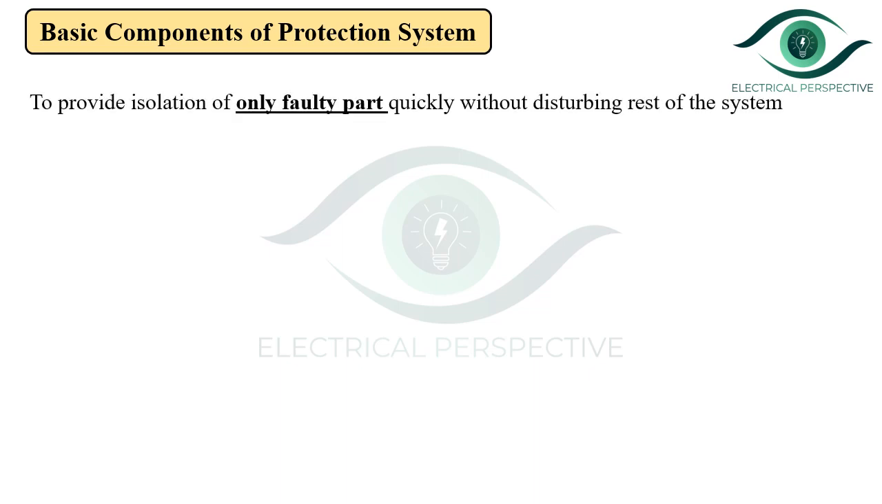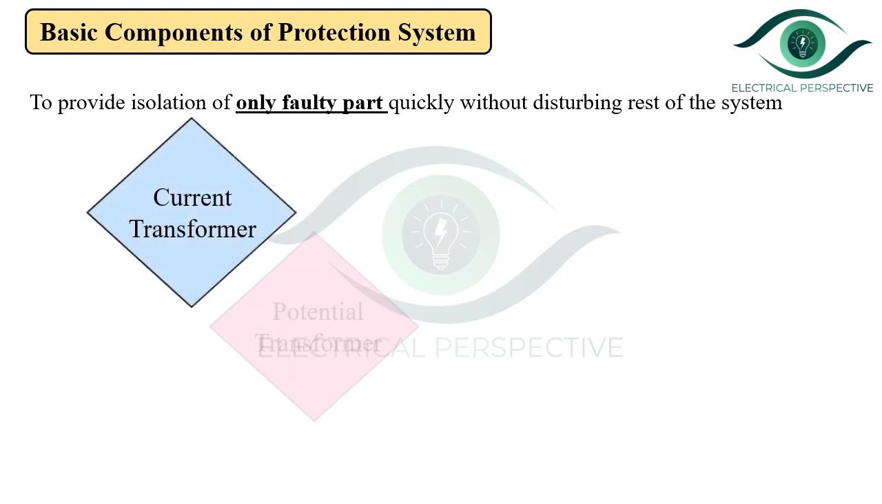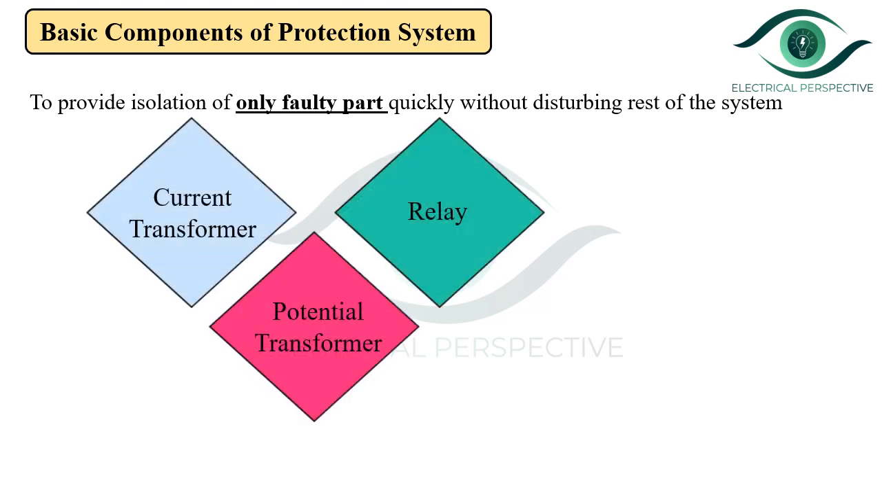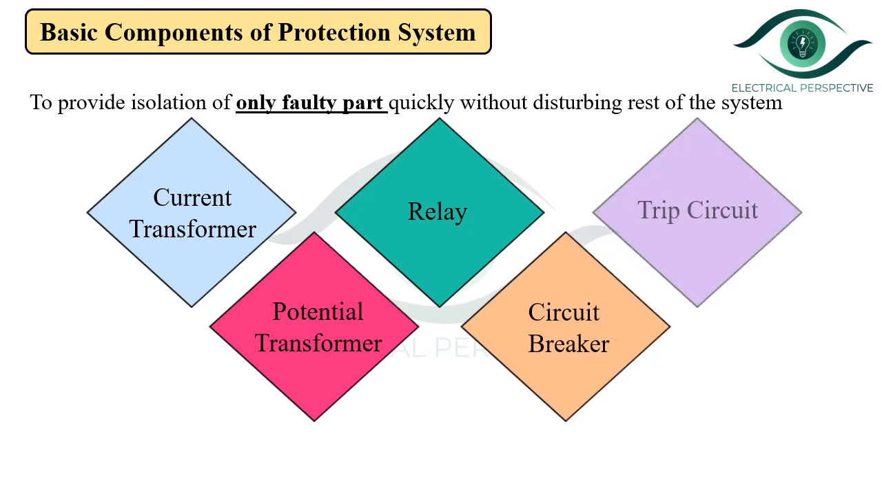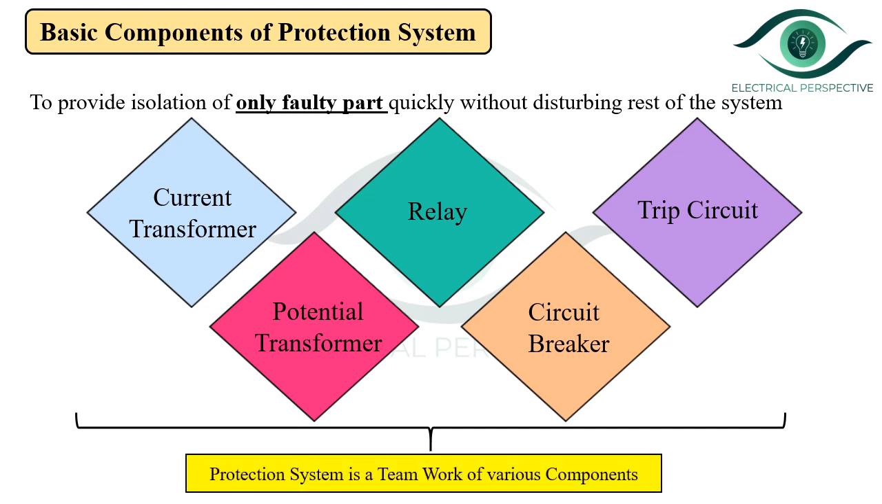We know that the basic objective of protection system is to provide isolation of only faulty part quickly without disturbing the rest of the system. And to achieve this objective, protection system needs various components such as current transformer, potential transformer, relay, circuit breaker and trip circuit etc. Basically, protection system is the teamwork of various components.